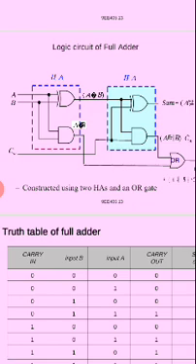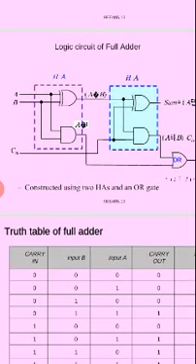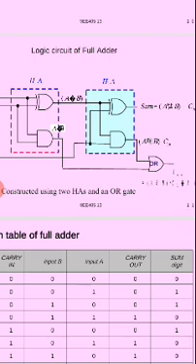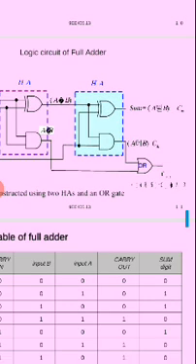The logic circuit of the full adder is shown here. Here, first one half adder is formed with an exclusive OR and AND gate. The next half adder also is formed by an exclusive OR and AND gate. There are two half adders separately. With the help of these two half adders, we can construct or design the full adder.